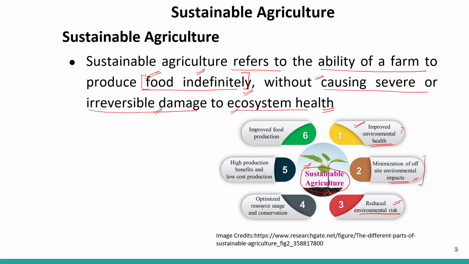And optimized resource usage and conservation. So judicious use of the resources is very, very important. We should not waste our resources, okay, and even conserve them. High production benefits and low cost production. So there must be high production benefits. The production should be great. And improved food production. So these are the things that we should keep in mind if we are going for sustainable agriculture.